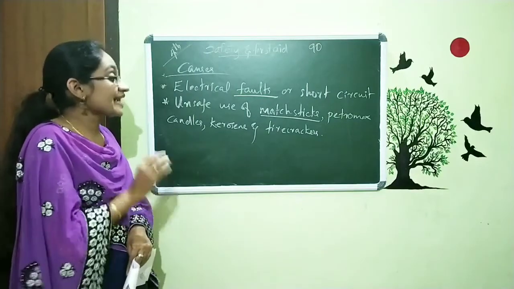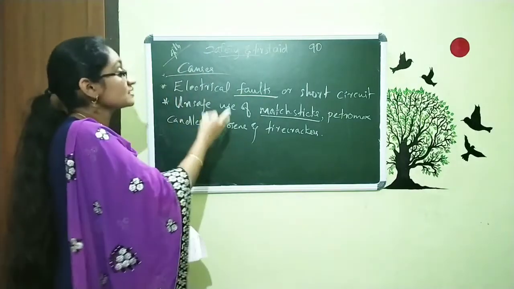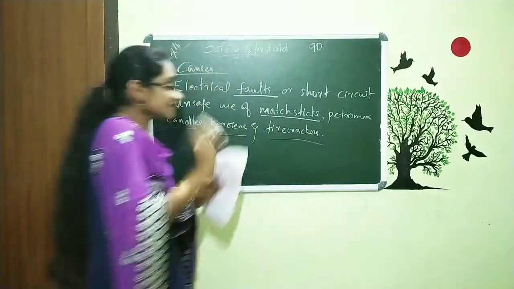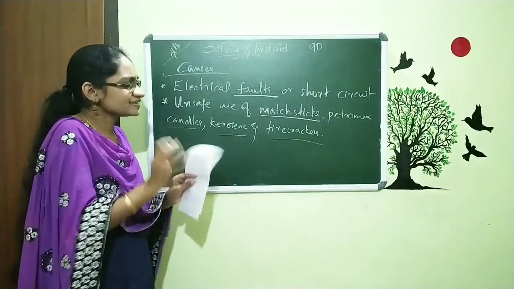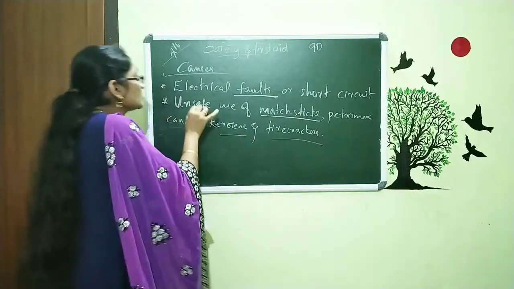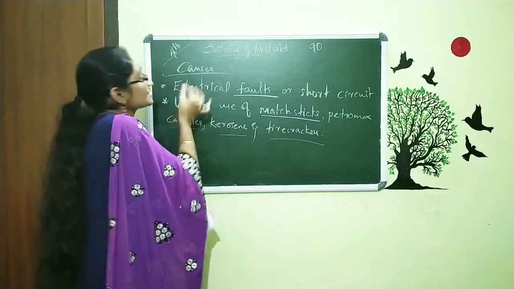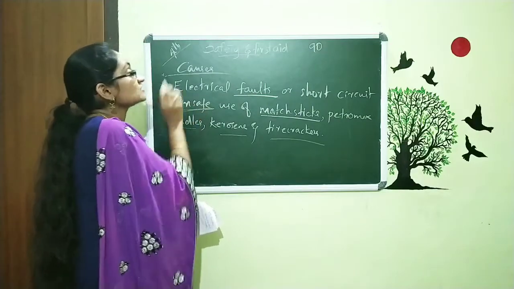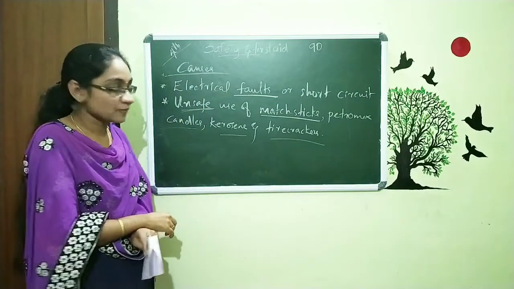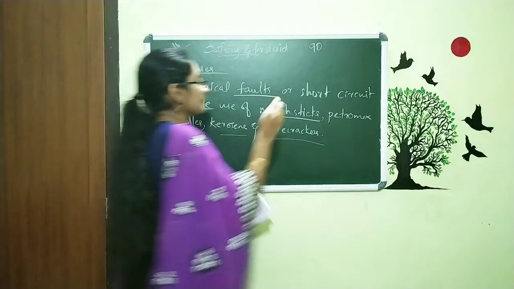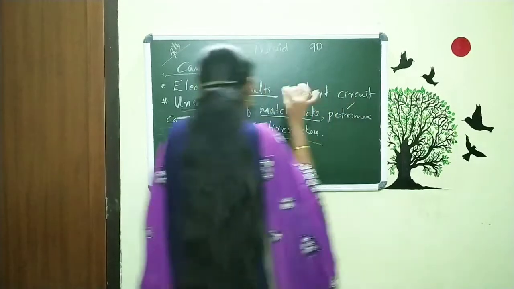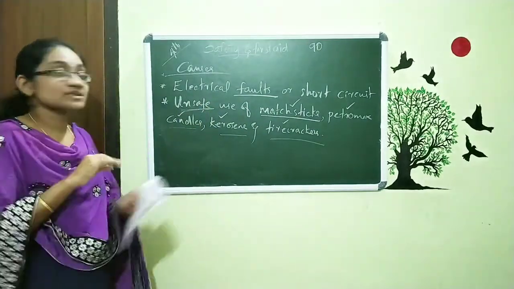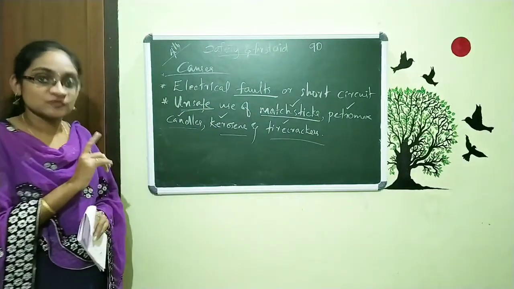So we want to handle these matchsticks, petromax, candles, kerosene, firecrackers and things like that safely. We want to use these things safely. When we use them unsafely, that will cause fire. That is the point here. So remember, matchsticks, petromax, firecrackers, kerosene, candles, when we use them unsafely, it leads to catching fire.